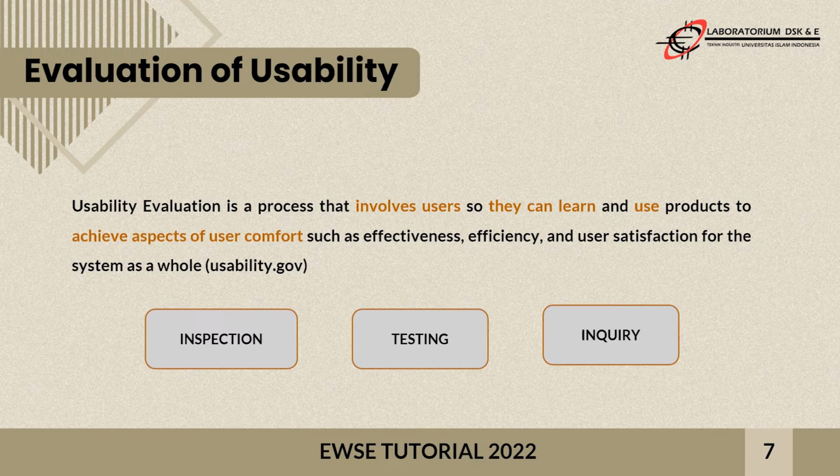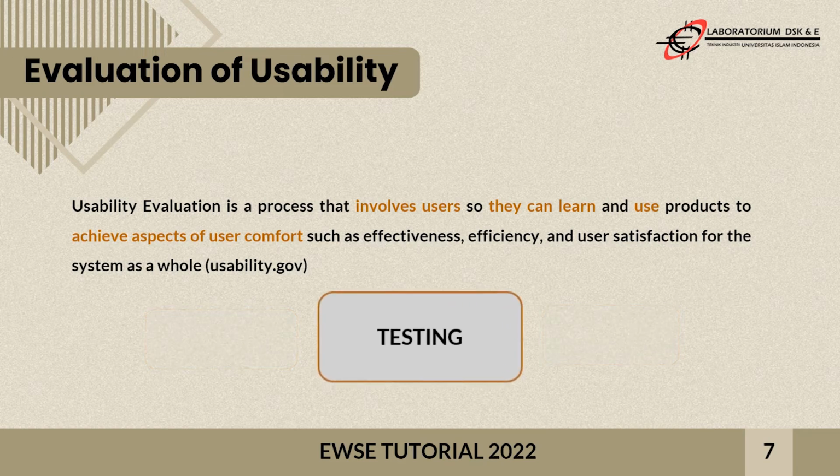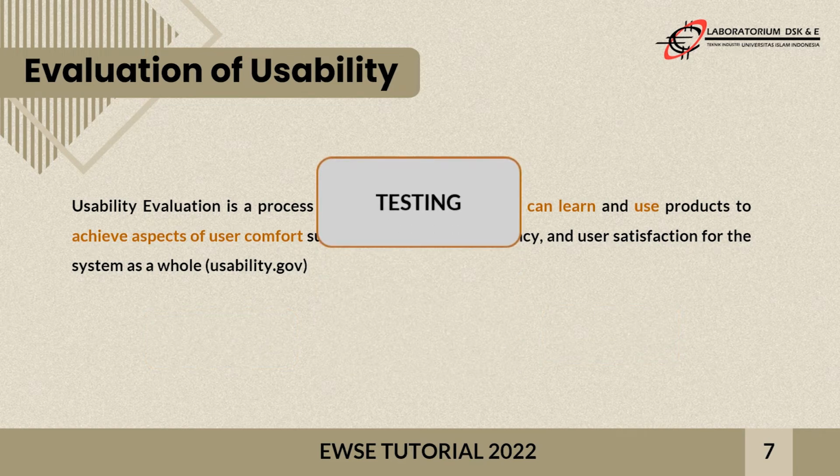Inspection means tests that involve more experts, while testing means evaluation based on the user experience. The key is in the experience performed. And for the inquiry, focus on information from users. It can be interview, FGD, and etc. The one in this tutorial focus on the usability testing method.